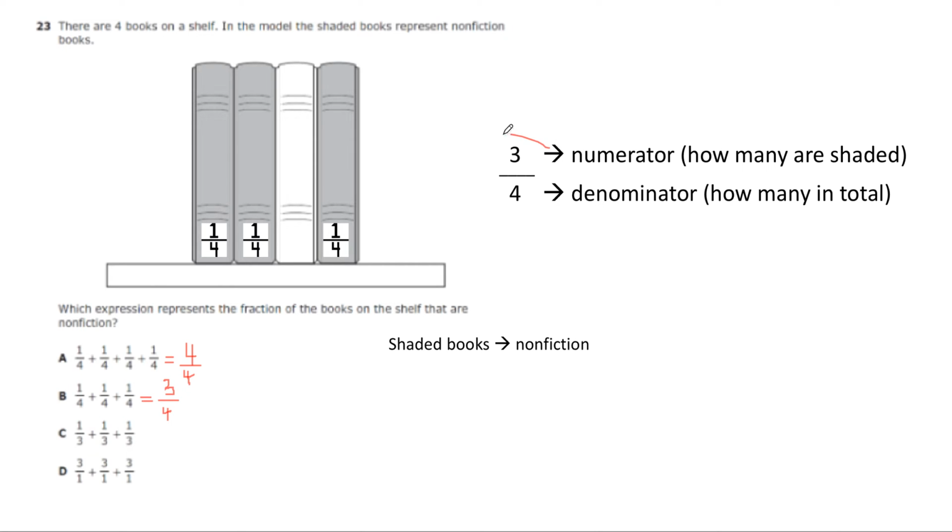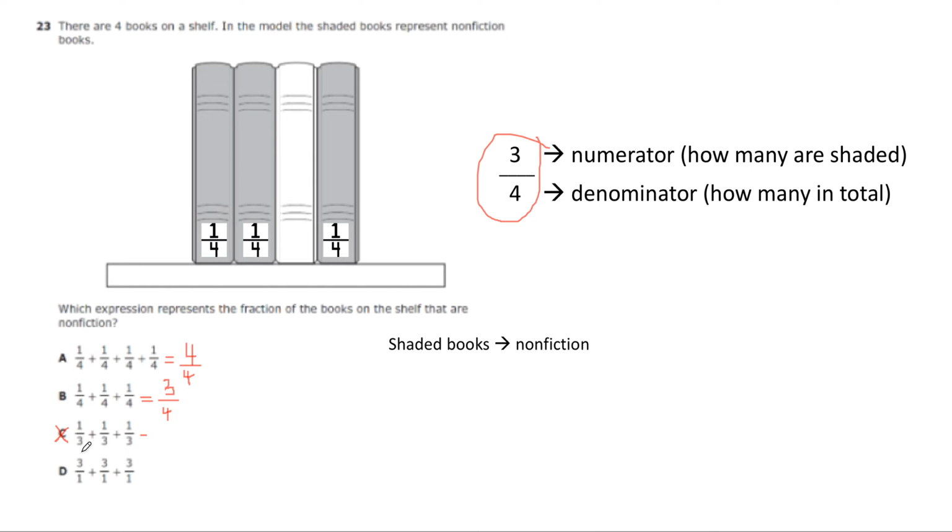That does give me this same 3/4. So that's looking like the right answer. I'm going to just check the other answers to make sure. Here, I have 1/3 plus 1/3 plus 1/3. Okay, I can eliminate this answer because even though there are 3 nonfiction books, there are 4 in total, so my denominator needs to be 4. So that's not the right answer.